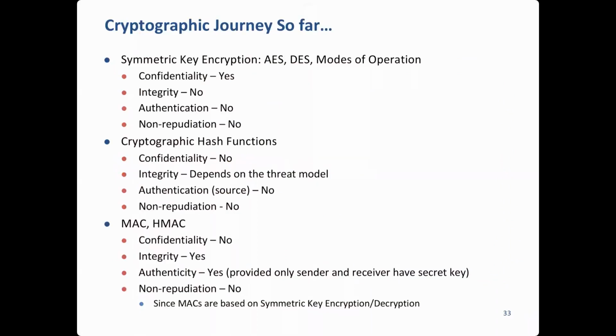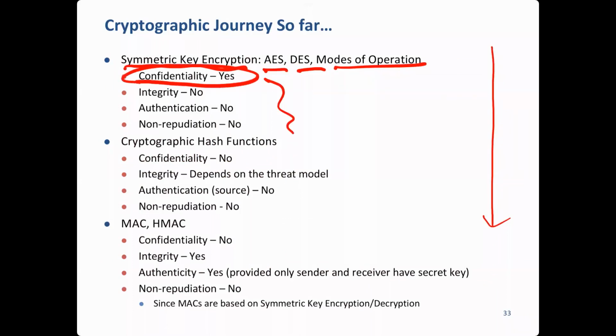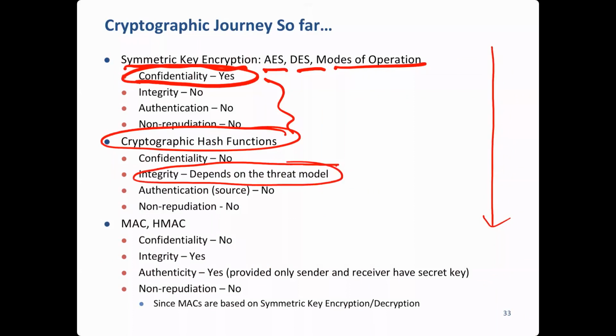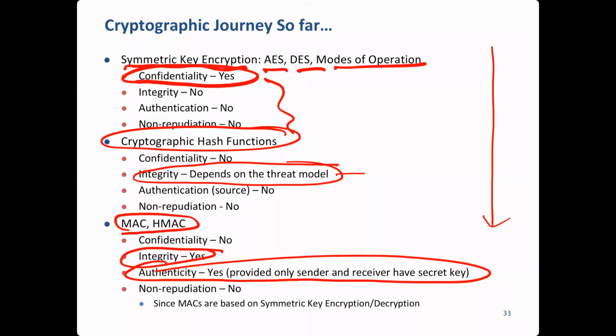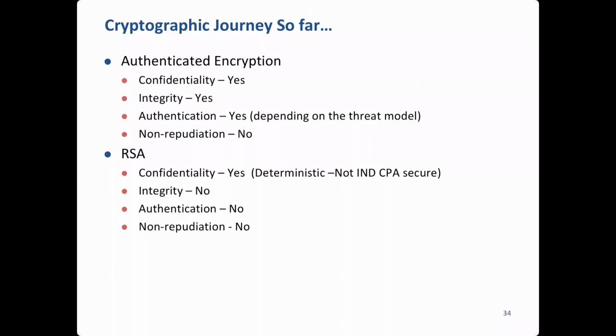Now, we have studied symmetric encryption, AES, DES, modes of operation, and with all this we can achieve confidentiality. Then we studied hash functions. The advantage of hash functions is that we can get integrity. That also depends on the threat model. Then we use HMAC and MAC, and then we can get integrity and authenticity. But nowhere can we achieve non-repudiation. What is non-repudiation here? Even in RSA, we can't get non-repudiation. With RSA, all we achieve is simple confidentiality.